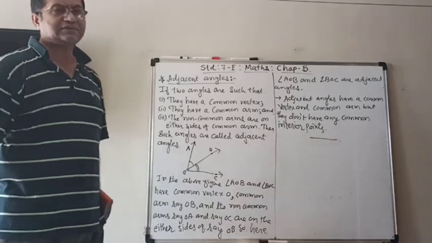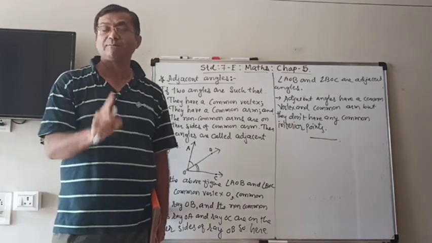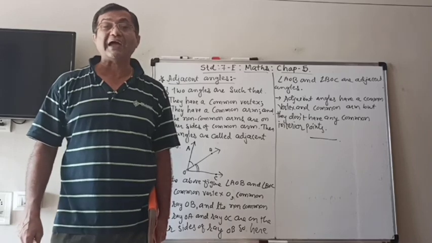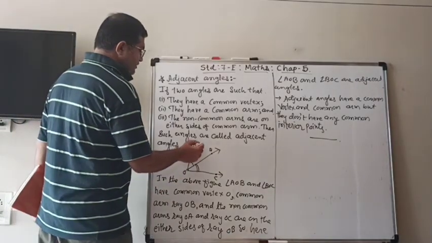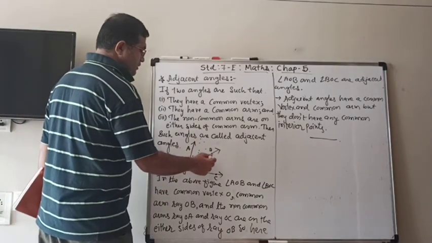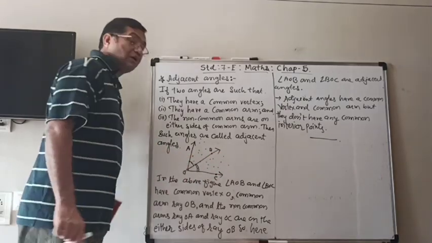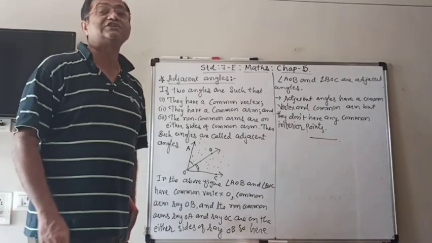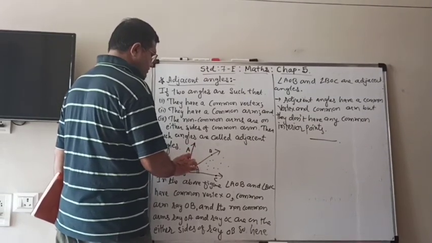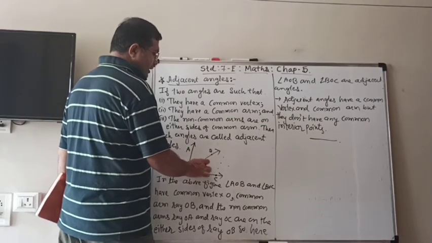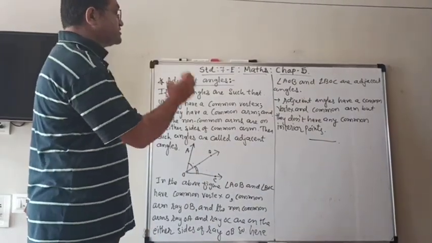Now we see that adjacent angles have a common vertex and common arm, but they don't have any common interior points, because you can see that these are the interior points of angle AOB, and these are the interior points of angle BOC. They don't have any common interior points. So they have the common arm and common vertex, but they do not have any common interior points. So I hope you understand.